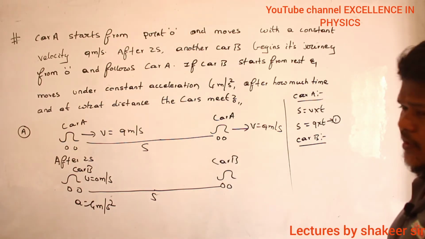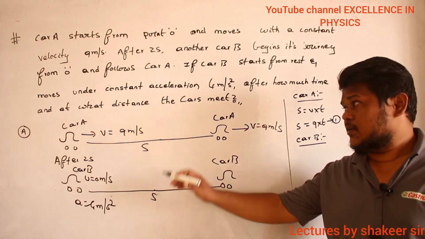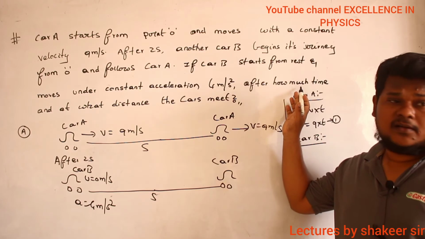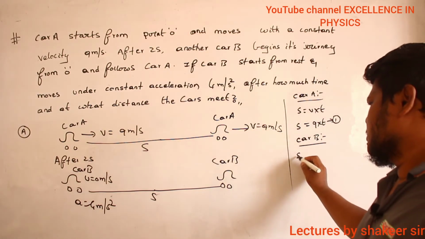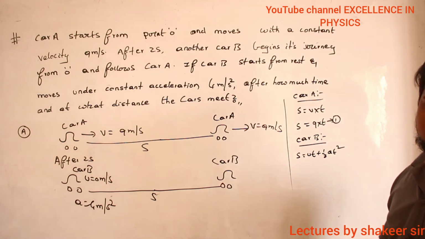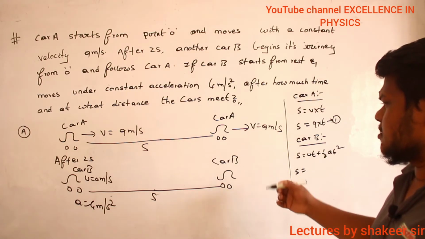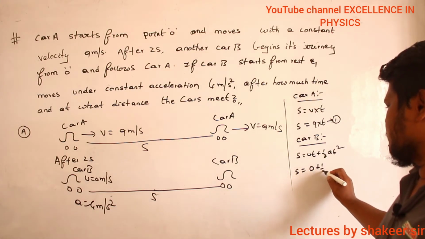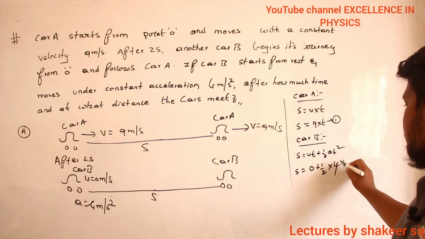Car B is undergoing what kind of motion? Non-uniform motion. So displacements are there and we are asked to find out the time taken also. So which equation can I use? I can use the relation S is equal to ut plus half at square. This equation I have to use. Clear? So displacements are the same. Initial velocity 0 plus half into acceleration, which is 4. Now what is the time taken?